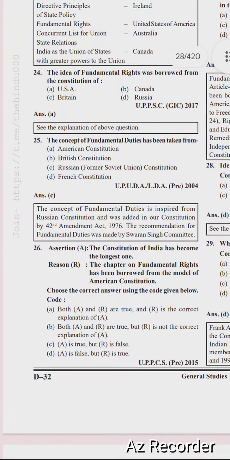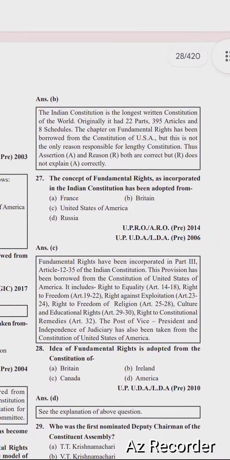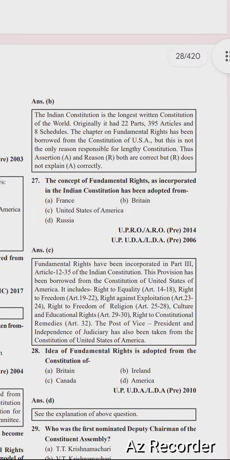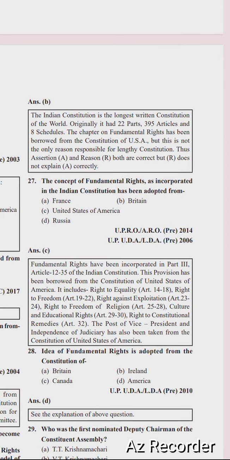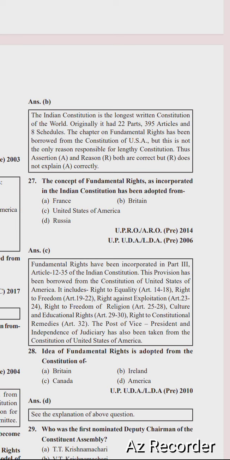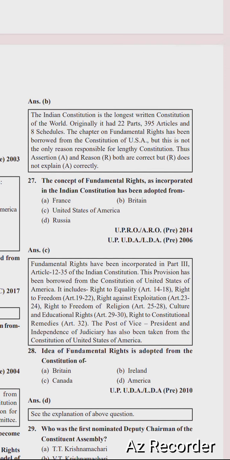A and R true, but R is not correct explanation of A. The Constitution of India has become longest one. It's right. And the chapter of fundamental rights has been borrowed from the model of American Constitution. This is also right but not correct explanation of A. So option B is right. The Indian Constitution is longest written constitution of the world. Originally, it had 22 parts, 395 articles, and 8 schedules. The chapter on fundamental rights has been borrowed from Constitution of USA, but this is not the only reason responsible for lengthy constitution. Thus, assertion A and reason R both are correct, but R does not explain A correctly.